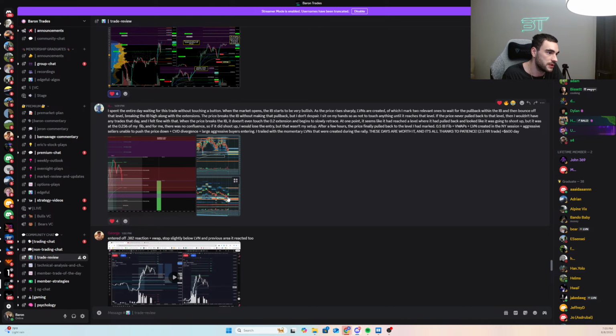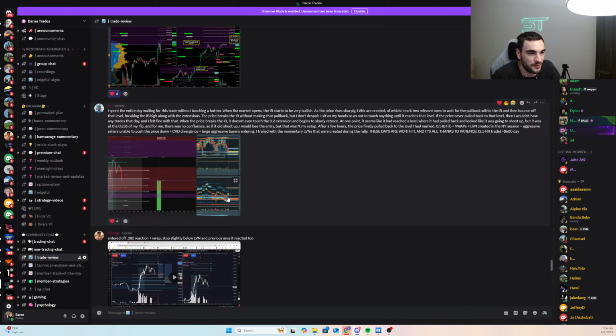When the price breaks the IB, it doesn't even touch the 0.2 extension and begins to slowly retrace. At one point, it seems like we had reached a level where it pulled back and looked like it was going to shoot up. But it was at the 0.236 of the fib, and for me, there was no confluence. So if it did shoot up, I would lose the entry, but that wasn't my setup. After a few hours, price finally pulled back to the level I marked.